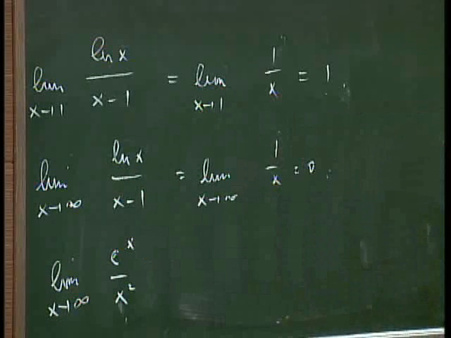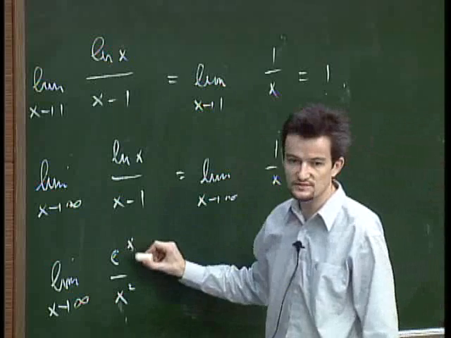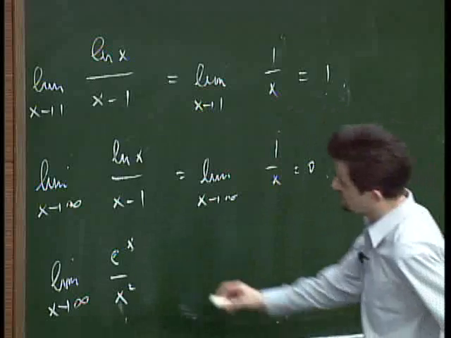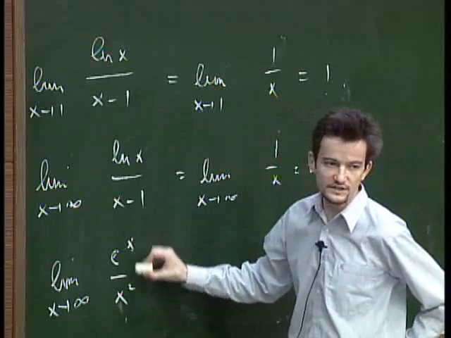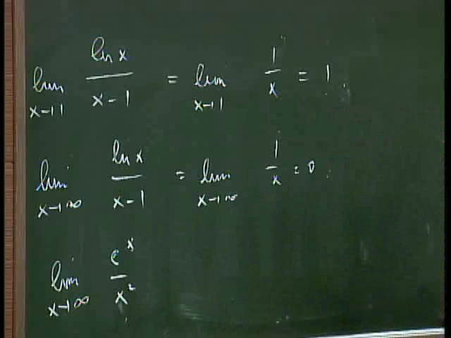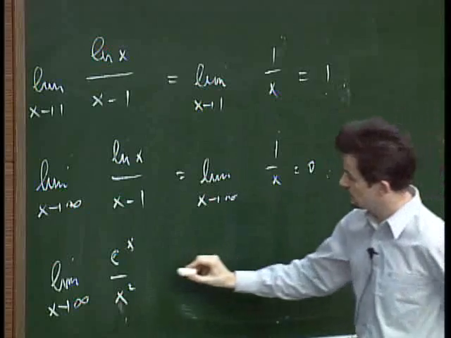Okay, so for this limit, again, without using the rules, we know that the exponential function is growing faster than every power function, so the limit should be equal to infinity. Now, you see that we indeed have infinity over infinity if we just intend to use the limit laws. So this is a situation where we can apply the rules of L'Hopital.